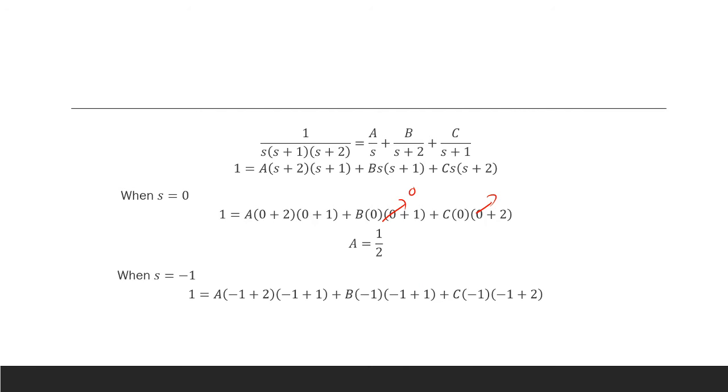Next, let's try it when s is equal to negative 1. So, ang makakancel naman dito, class, is yung a natin na to. This will be 0. Also, itong b. So, makukuha natin yung value ng c. So, we will have c times negative 1 times positive 1. So, we will have c is equal to negative 1.